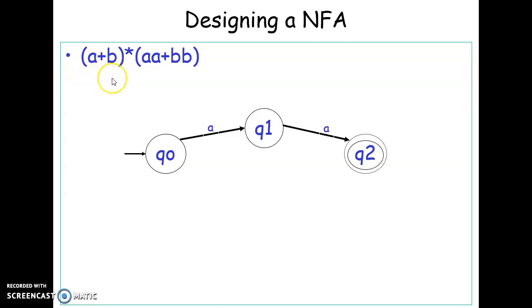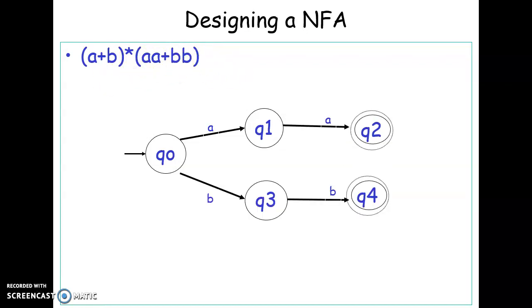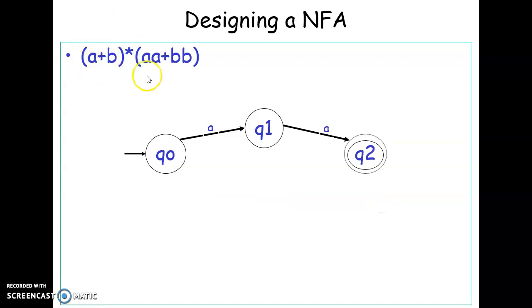If you take lambda from here, a string of length 0, nothing comes from there. On the input, the shortest string that must be read to reach the final state has to be either an AA or it has to be a BB.